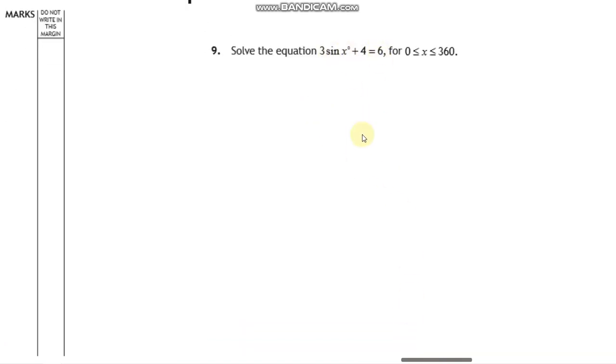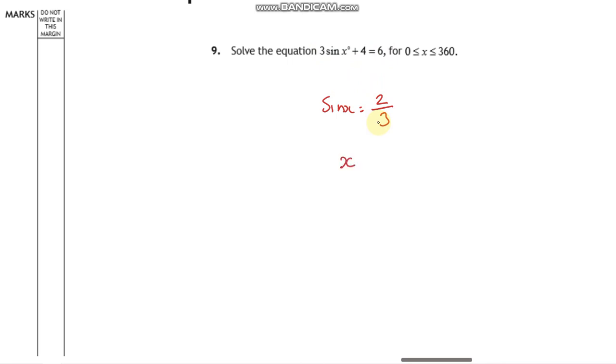Okay, solve the equation. Right, so a little bit of trig. I'd say these ones, excuse the pun, are a little bit triggy. These can be a little bit tricky. But all we're doing really is rearranging to make x the subject. So the first thing I would do here is take away 4 and divide by 3. So I would say that sine x is equal to 2 over 3, because 6 take away 4 is 2, and then divide by 3.